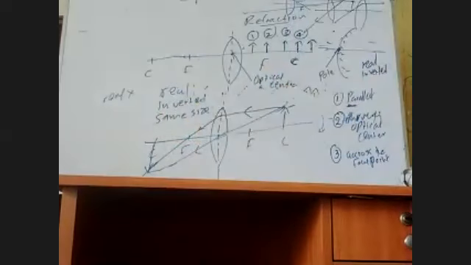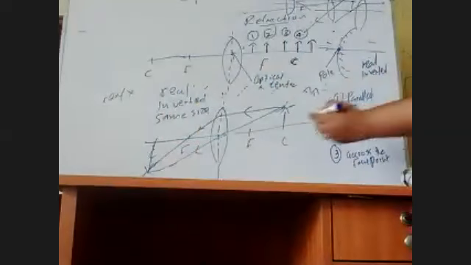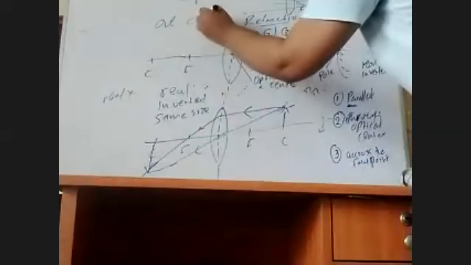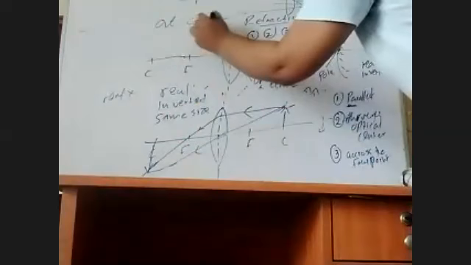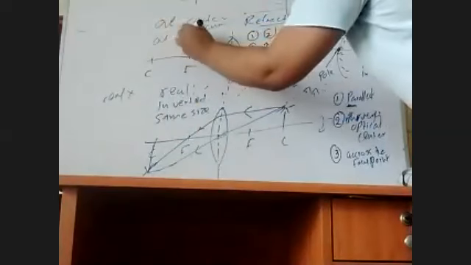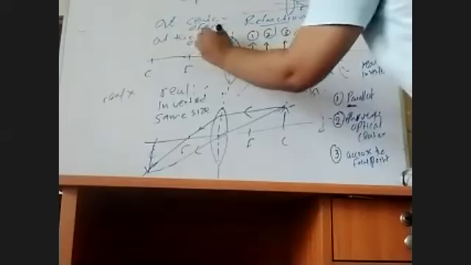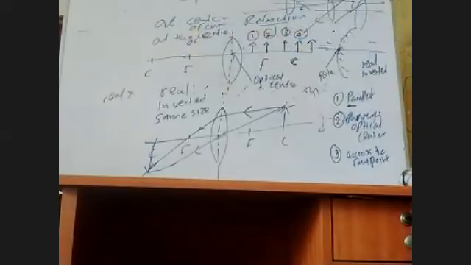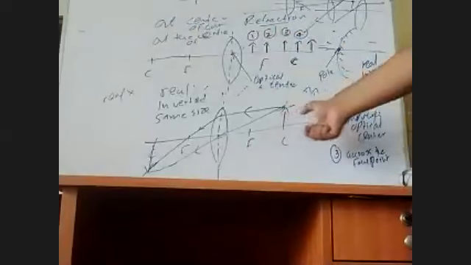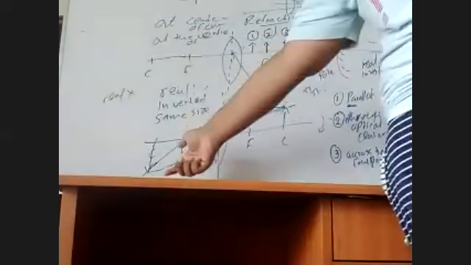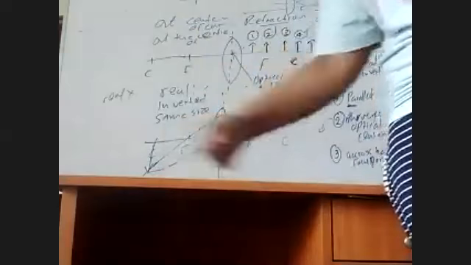And then what about the place where the image is formed? You kept the object at the center of curvature. Then where did the image form? The image also formed at the center of curvature. If you place the object at the center of curvature on one side of the lens, the image will form at the center of curvature on the other side.